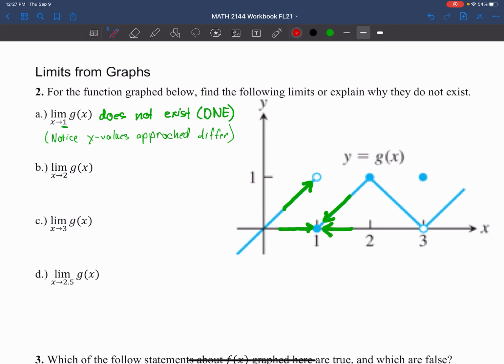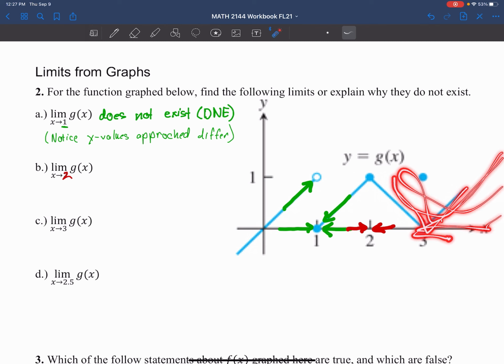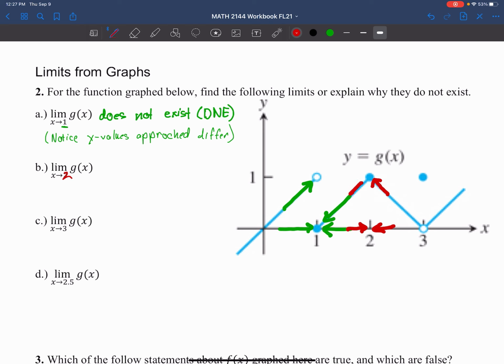Let's do a couple more together. In the case of B, we're looking at 2. So notice I'm approaching 2 from the left and from the right. And by the way, I always want to look really close to 2. I want to be near it. I don't want to be approaching 2 from over here, because the graph's doing all sorts of funny things over there. I'm going really near, just near enough where the behavior is consistent. If I translate these arrows up, I get this and this. These are pointing to the same y value. What y value are they pointing to? 1. So the limit as x approaches 2 of g of x is equal to 1.